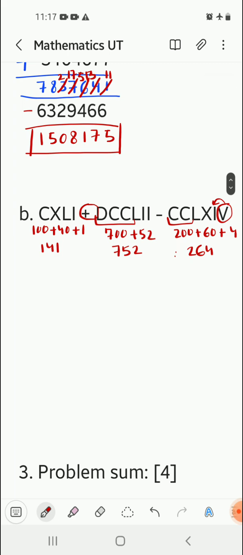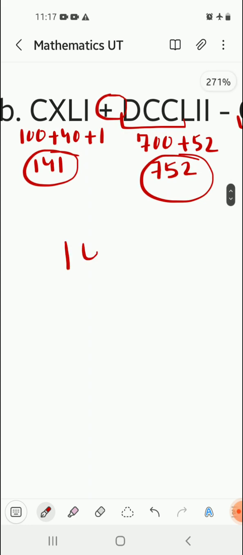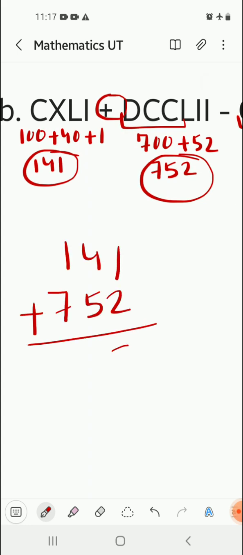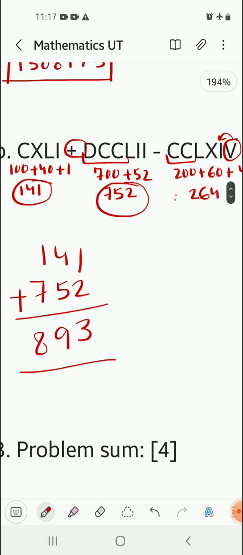First add and then subtract. So let's add these two numbers first. 141 and 752. We're going to add 2 plus 1, 3, 4 plus 5, 9, 7 plus 1, 8. 893. From here, we are going to subtract 264.